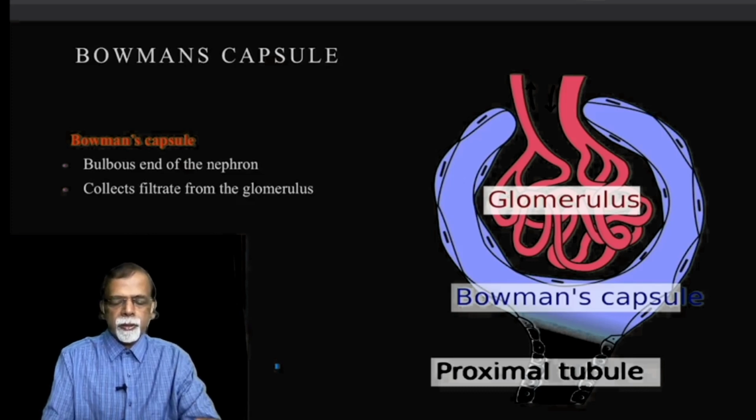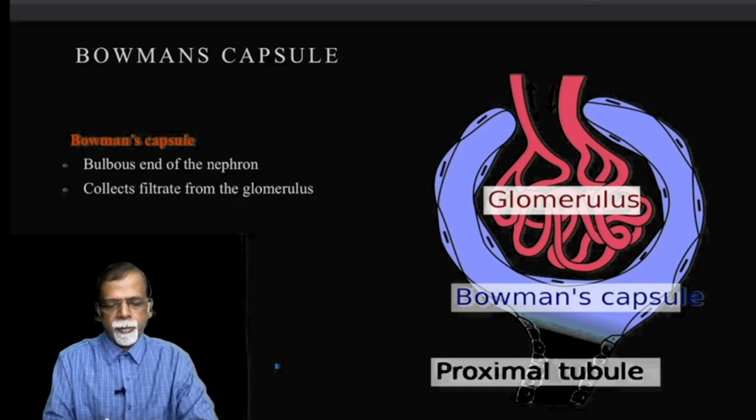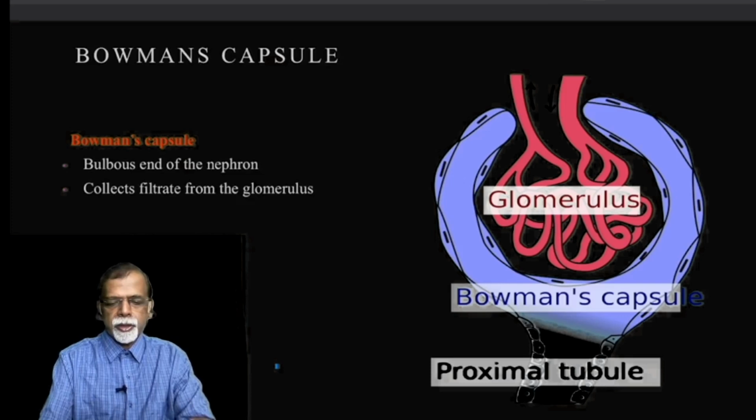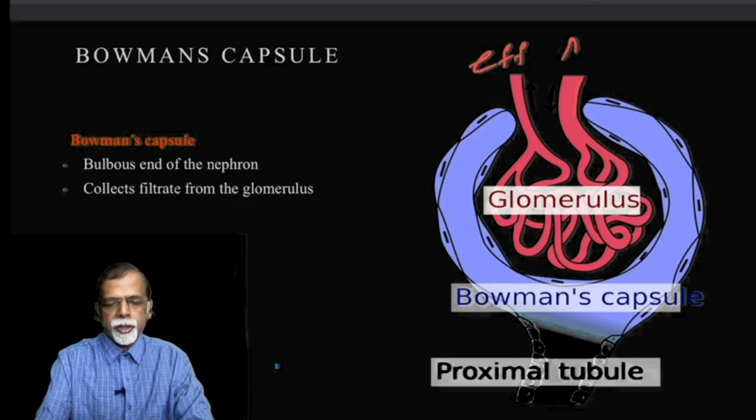The glomerulus is a tuft of capillaries, and it is formed by an afferent arteriole. So here you can see an artery entering the Bowman's capsule, that is the afferent arteriole, that divides and forms a tuft of capillaries, that is the glomerulus, and it is draining into an efferent arteriole. So the efferent arteriole is going out and the afferent is entering.